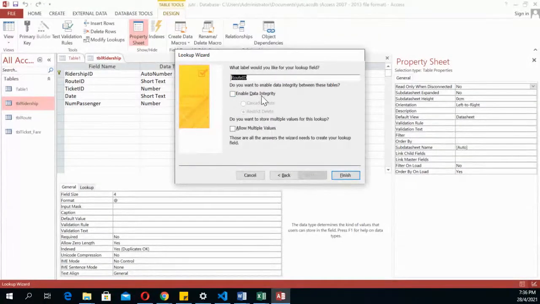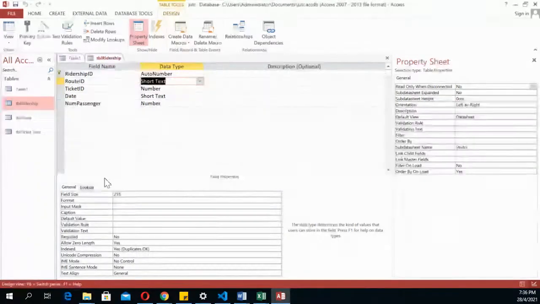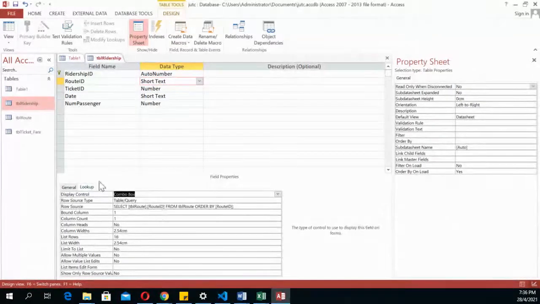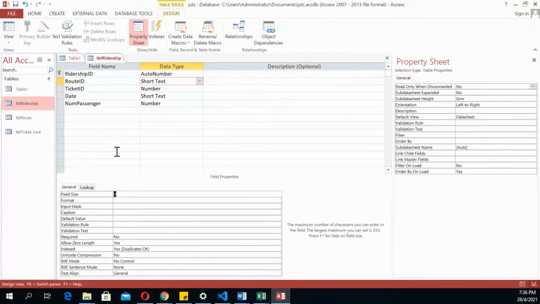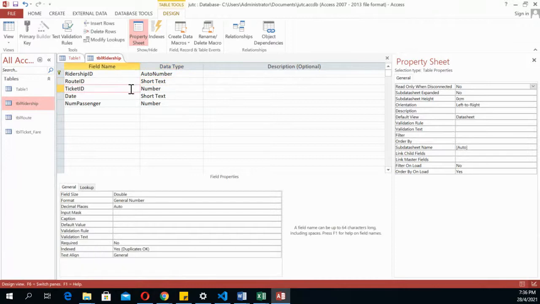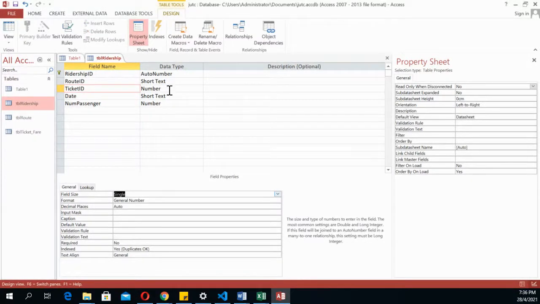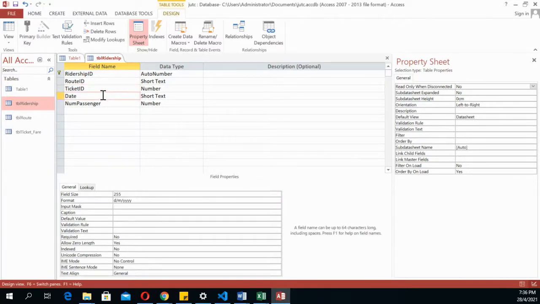All right, here you could do the data integrity stuff, right? And we discussed this already, so I'm not going to go through this. You guys would have seen that. So let's change this to 4 again. If we check the lookup, it will show you that it was done. Ticket ID, the same thing. So number and single. But I'm not going to do this one with the lookup. I'm just going to leave that one as is.